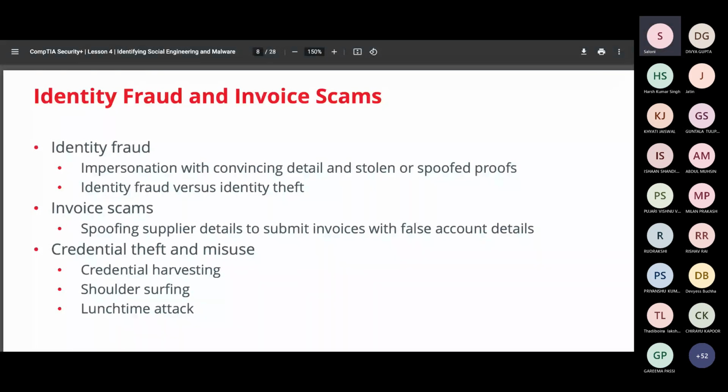Then we have lunchtime attacks. Most authentication methods are dependent on the physical security of the workstation.